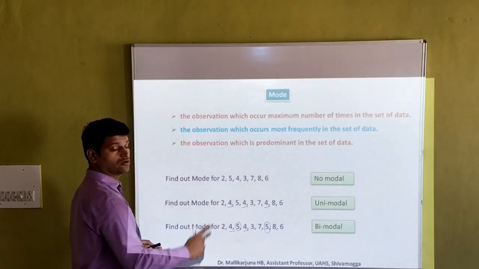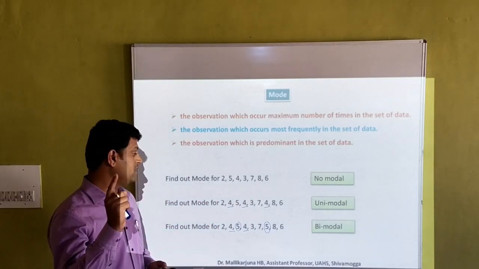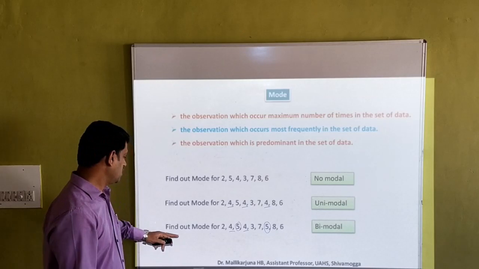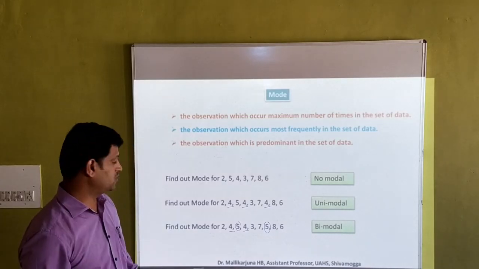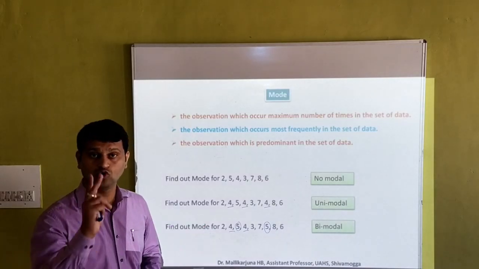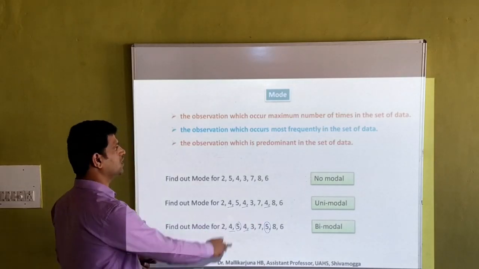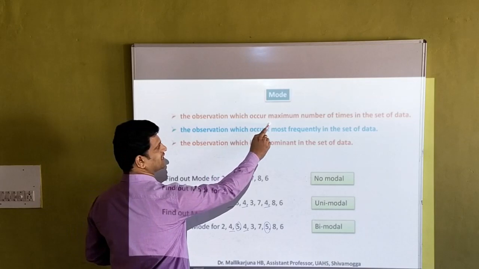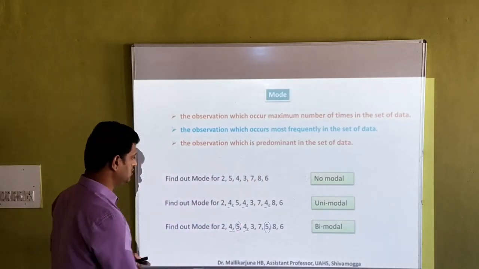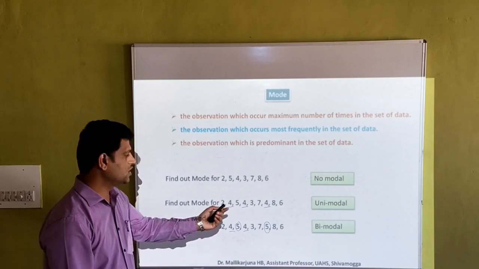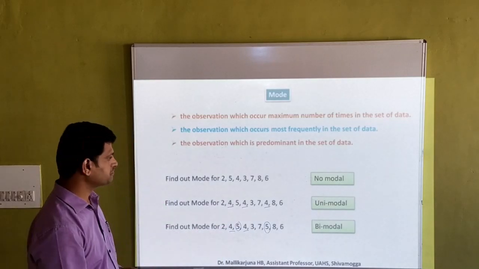For the second observation, the mode is 4. Hence that's unimodal, only one modal value. And the last example has 2 modal values. That's why it's a bimodal case. So generally, mode means the observation which occurs the maximum number of times. Here 4 is repeated the maximum number of times. Hence mode is 4.